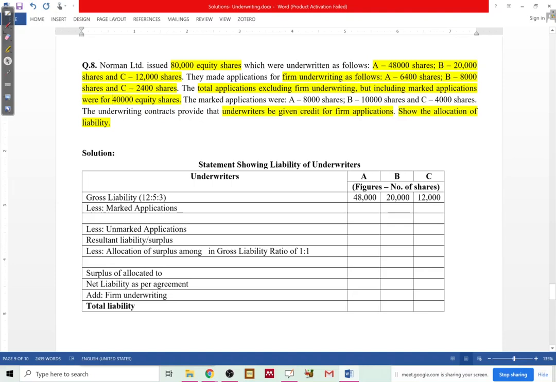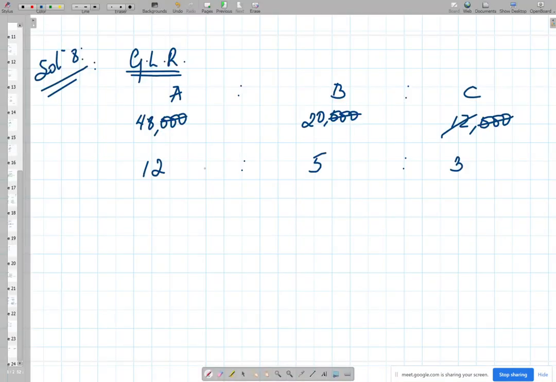Out of that, marked applications were 8,000, 10,000, 4,000. So directly minus marked. These two steps are very simple. Ready-made information: 8, 10, 4,000. Get the balances. You have 40, 10 and 8,000. Okay, and then we need to calculate what will be the unmarked applications. So let's see, in total we received 40,000 and of those unmarked were these many. Let's calculate our unmarked applications.